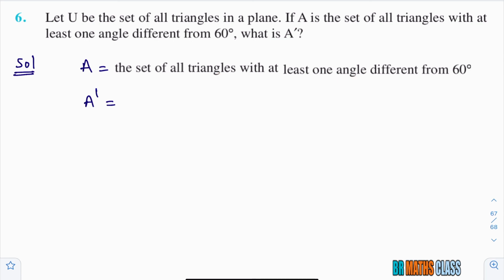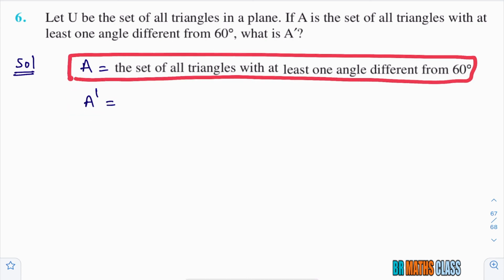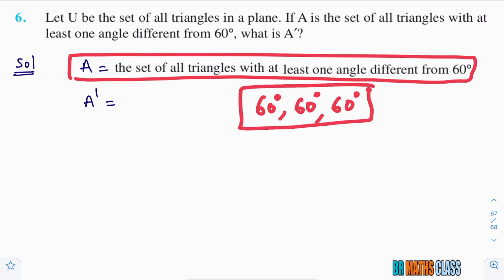So A complement means what? A complement means not A. What is the triangle which is not in set A? If all interior angles of the triangle are like this, what happened? In this, all the interior angles of the triangle are 60 degrees. This is not in set A because set A contains a triangle in which at least one angle is different from 60 degrees. But here all are the same.